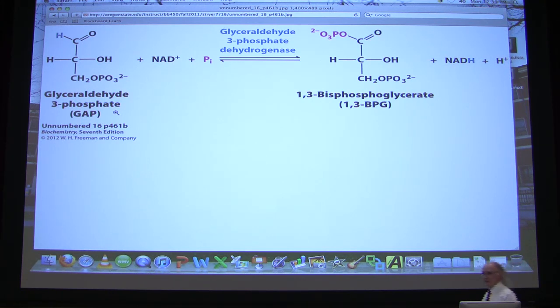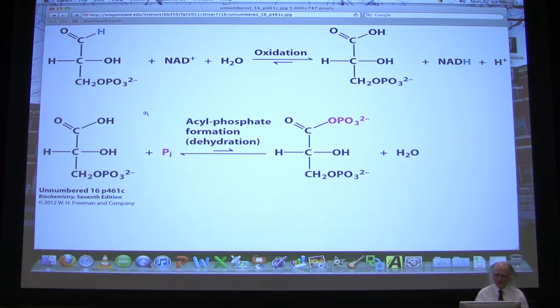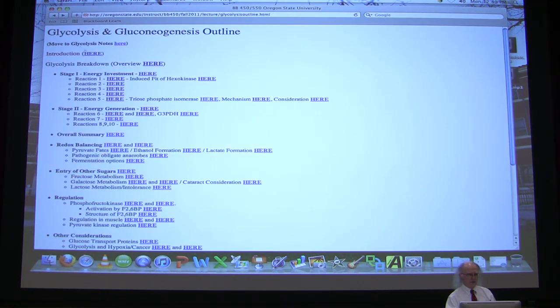This guy's loaded with energy. 1,3-bisphosphoglycerate, or 1,3-BPG, is one of those molecules in that table I showed you last time that had a higher energy than ATP did. This guy is full of energy. That negative charge and that negative charge really repel each other. They really don't want to be together. Okay. This is the mechanism of that reaction. There's the oxidation. There's the phosphate coming on, so you can see the sort of two steps to this process.